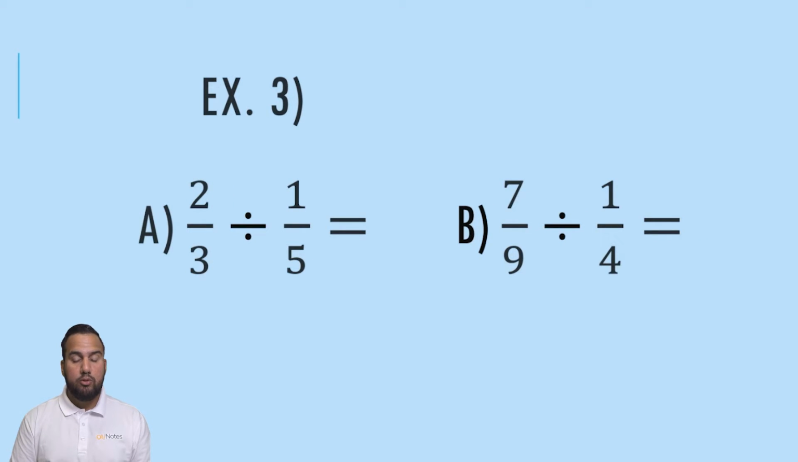We have 2 slides left. We'll do this one all together, and the next one I'll have you do on your own. So 2/3 divided by 1/5. Once again, I can't divide, so what am I going to do? I'm going to keep. I'm going to change. Then I'm going to flip.